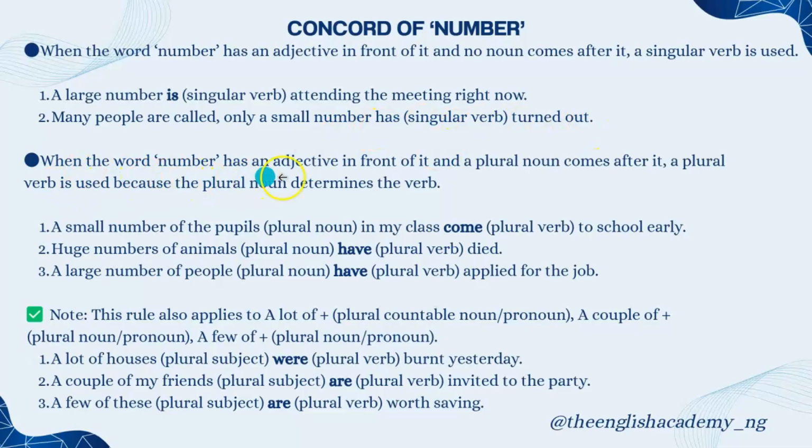When number has an adjective in front of it and a plural noun comes after it, then you are going to use a plural verb, because that plural noun is definitely determining the verb. For example, a small number of the pupils. Since we now have something that comes after that adjective, these pupils, a plural noun, will determine our verb. So come. Huge numbers of animals have died. A large number of people have applied for the job.